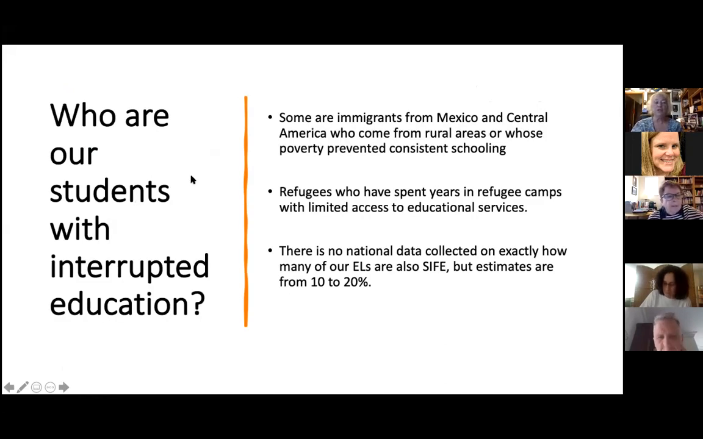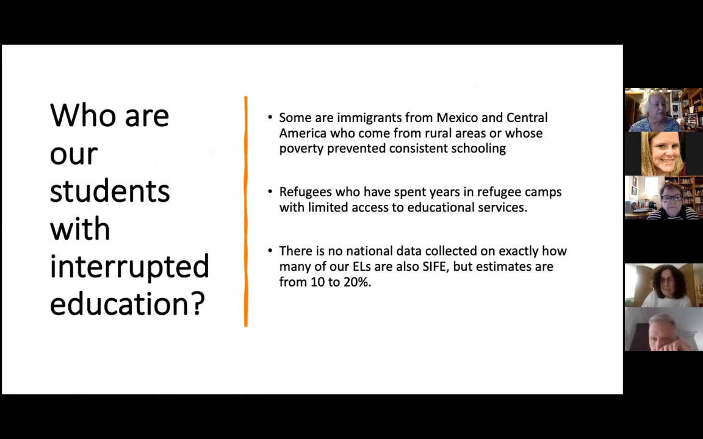So who are these students? Well, the definition that we think of as the most common, the most prevalent, is students who have had 2 years or more of interrupted schooling. A lot of people are asking us in the last year, well, aren't all of our students having interrupted education right now? And that is definitely true.